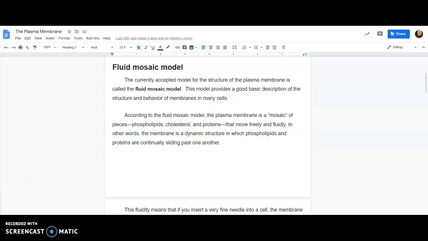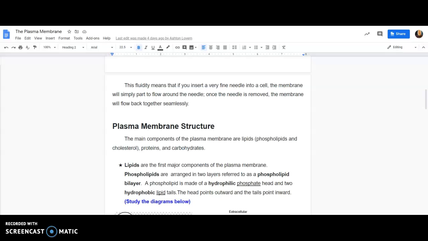In other words, the membrane is a dynamic structure in which phospholipids and proteins are continually sliding past one another. This fluidity means that if you insert a very fine needle into a cell, the membrane will simply part to flow around the needle. Once the needle is removed, the membrane will flow back together seamlessly.